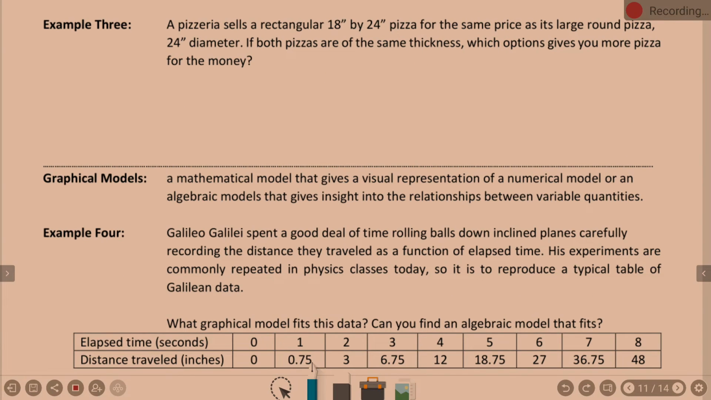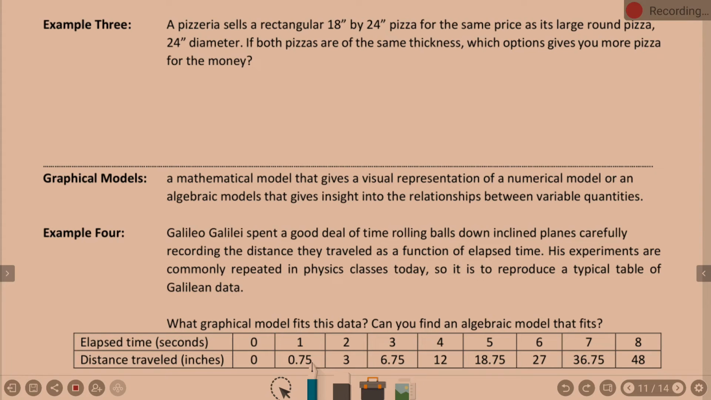A pizzeria sells a rectangular 18-inch by 24-inch pizza for the same price as its large round pizza, which has a 24-inch diameter. If both pizzas are of the same thickness, which option gives you more pizza for the money? Where's your better buy? That's what we're asking here. Thoughts on how I can find my better buy? Would area tell me where I'm getting more pizza for my money?